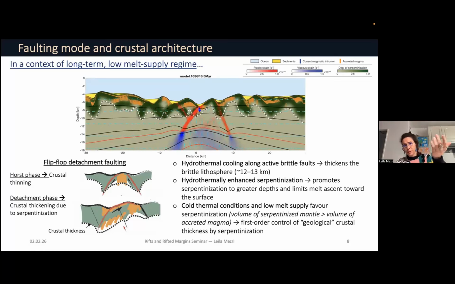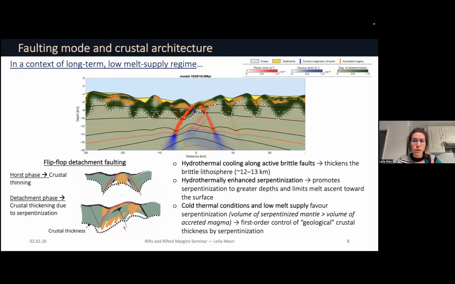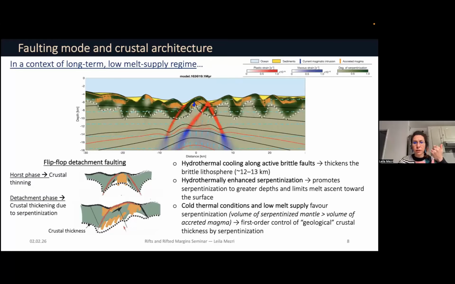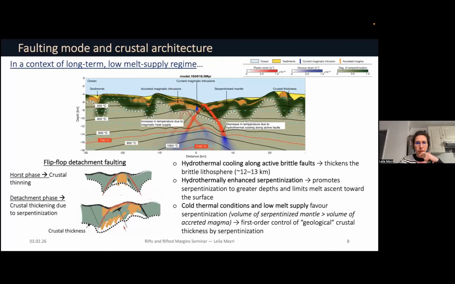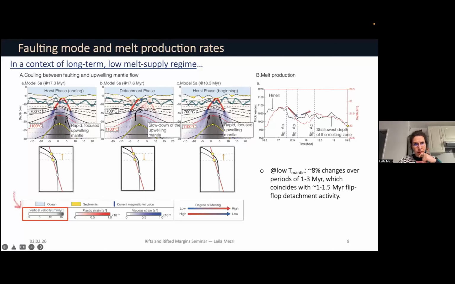This reproduces the observations at the Southwest Indian Ridge, but now we can ask how that can relate to melt production rate. When we analyze the relationship between detachment faulting and the upwelling mantle velocity, what we found is that during the horst phase, the mantle flow is focused in a narrow region, and this leads to an increase of the upwelling mantle velocity that will then increase the geotherm. This increase in geotherm will have an effect on the melt production, increasing the melt production, as shown here by the black line.